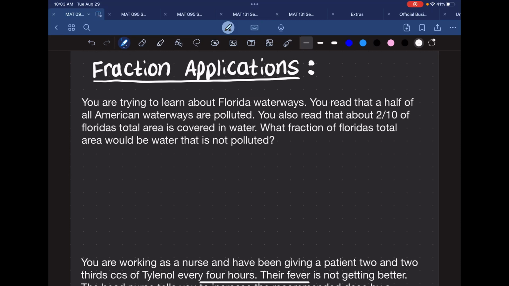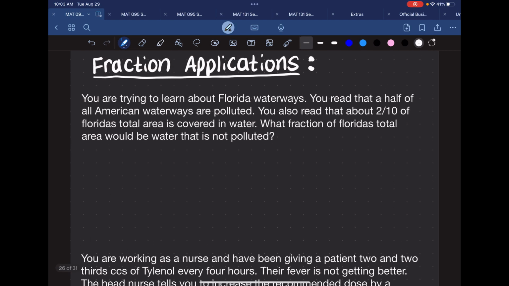Okay guys, so we're going to talk about some applications of fractions in real world problems that you might care about or see in the future. So our first one is you are trying to learn about Florida waterways. You read that half of all American waterways are polluted. You also read that about 2/10 of Florida's total area is covered in water. What fraction of Florida's total area would be water that's not polluted?